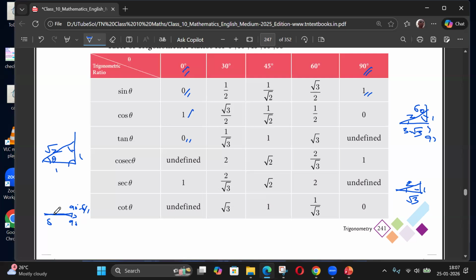Tan is opposite by adjacent, no? Opposite is this length divided by the small length, which is infinite, so it is undefined. Cosecant is reciprocal of sine, 1. And then secant is 1 by 0. And cot is adjacent by opposite, reciprocal of 1 by tan, undefined. You can also get from here, adjacent by opposite. Adjacent is small, opposite is some finite thing. So in the limit will become 0.